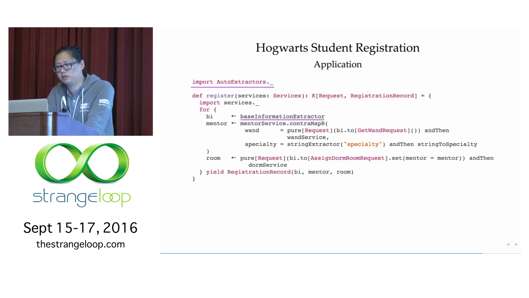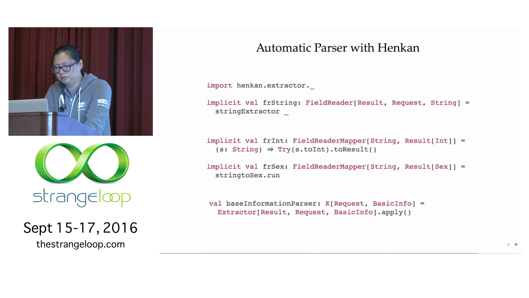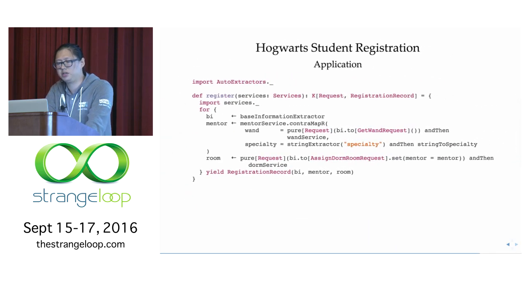So remember, each K is just a monad, so we can use for loops. This is how we do it. And the first thing we can get is the basic information extractor. This is the one that we just constructed using the auto extractor or the manual extractors. So it's basically this guy that just appeared. We use that here, and we get a basic information out, called BI.